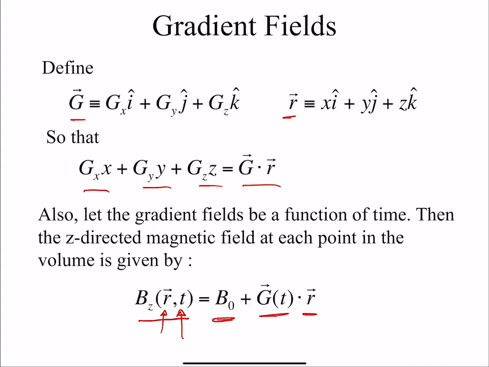For now we're going to assume that r doesn't depend on time. Later on we're going to think about moving objects, what happens when you image something that's moving. For now we're going to assume it's stationary, so r is not a function of time, but g can be a function of time because we're going to turn the gradients on and off. All right.